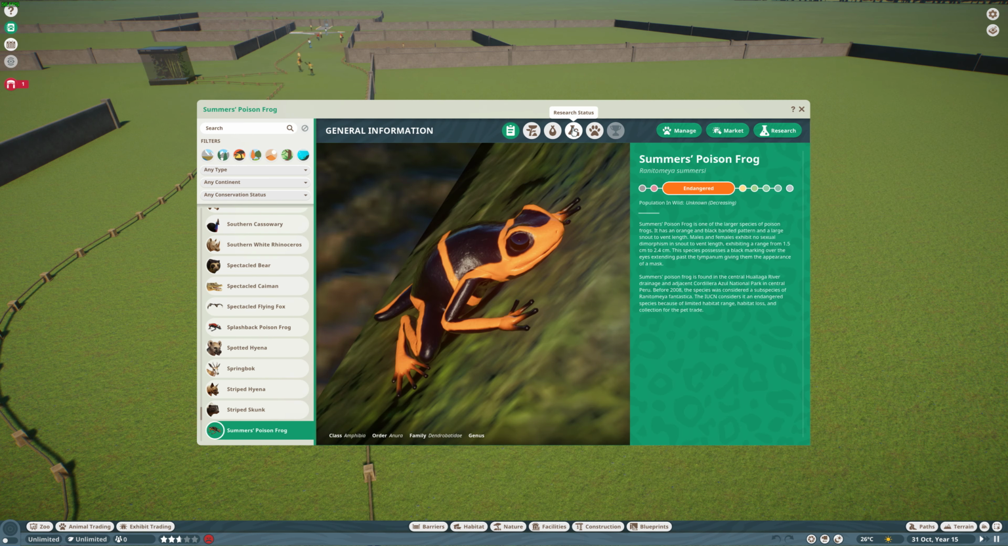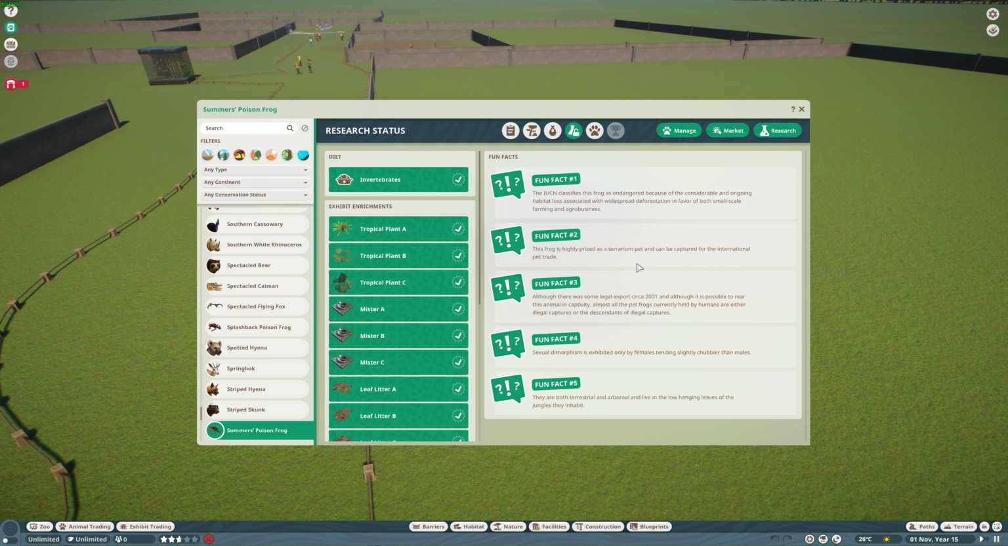We'll have a look at the Zoopedia, see if there's anything else. We mentioned that it's a highly sought-after pet. It was terrestrial. Yeah, we've pretty much covered most of that. So this is our last species of frog. We've got the Zimmermann's poison frog. So let's have a look at this guy.